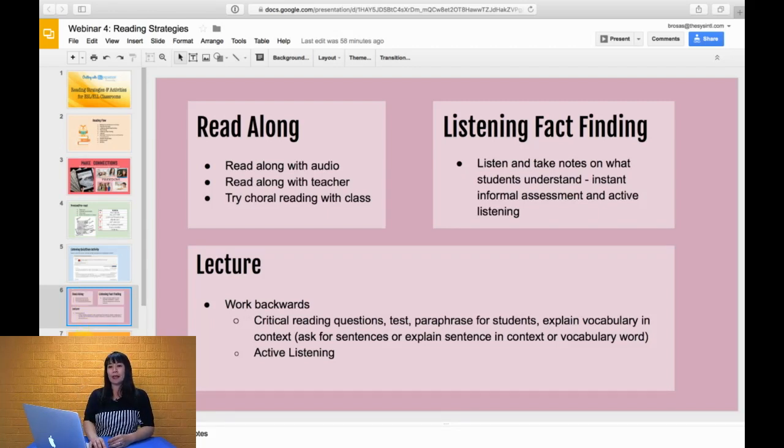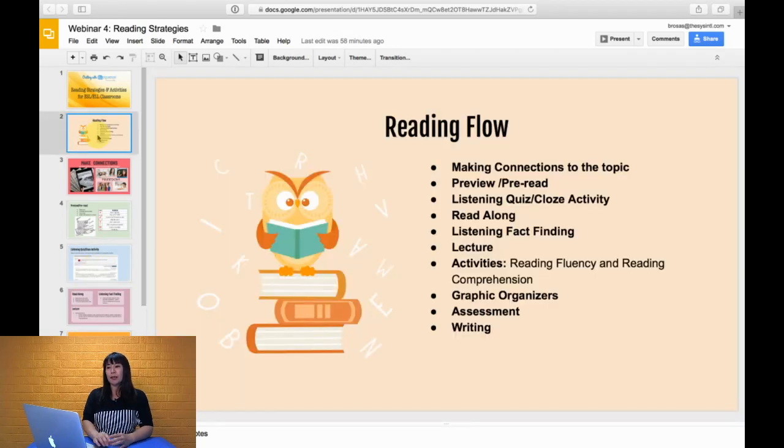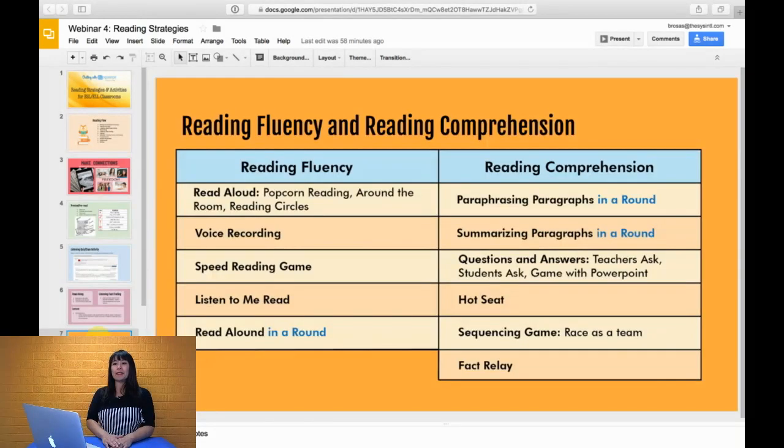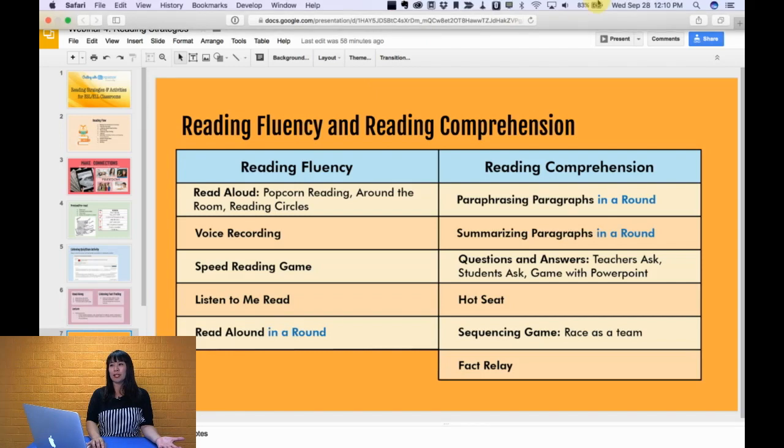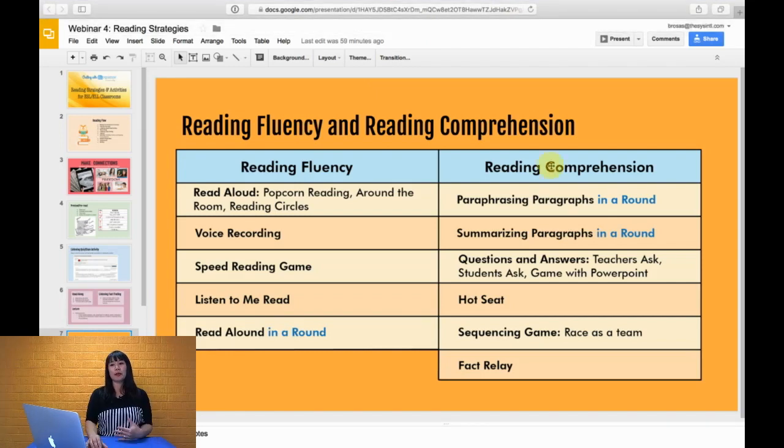All right. So moving on, we are going to now focus on different activities. In this chart, you can see I've split up reading fluency and reading comprehension. So reading fluency is about getting students to read without stopping, maybe working on pronunciation, without hesitating, and intonation. Reading comprehension is about what students understand about the reading. So for example, for reading fluency, we spoke a lot about read aloud. Here are some other things you might try.